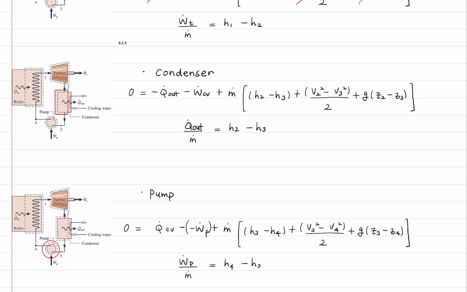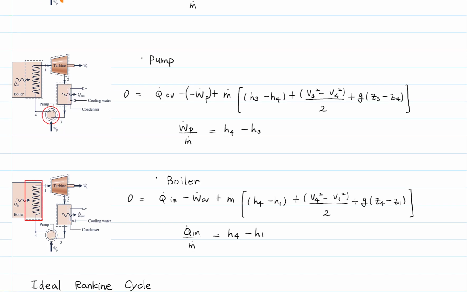For a condenser, there is no work associated with the condenser. No kinetic energy change, no potential energy change. Heat output from the condenser is H2 minus H3. 2 is at the inlet of the condenser. 3 is at the exit of the condenser.